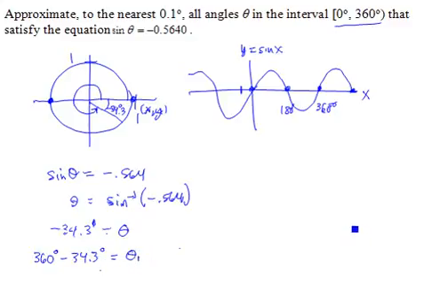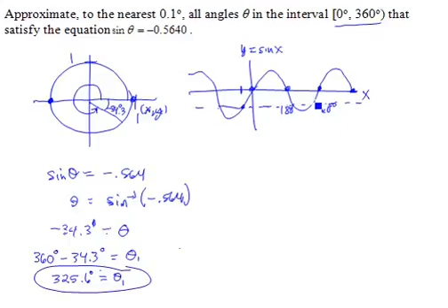I'll call that theta 1. With a calculator or doing some mental math, we can work out that that's just 325.6 degrees for our theta 1. That's one of the answers to this question. There is, however, another angle that will work. And I should have pointed out that that angle corresponds to a point approximately here on our sine curve, 325.6 degrees.